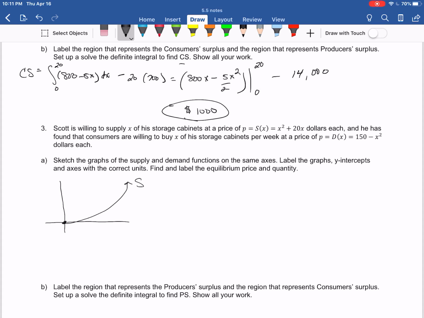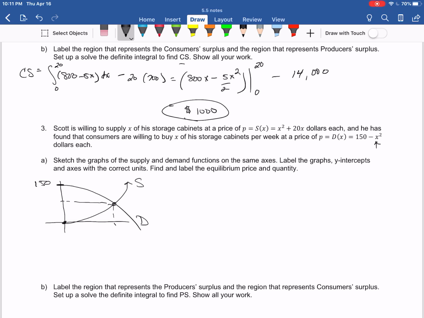Supply. And demand opens down, hits the y-axis at 150, which I know by plugging in 0 for x right there. And so going down gives you the demand function like that. And there's your point of equilibrium that we have to calculate first.